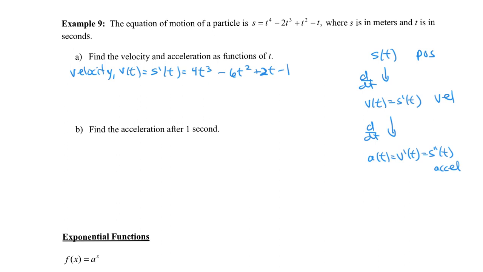So that's the velocity. If we wanted to find the acceleration at time t, well, that's going to be the derivative of velocity, or the second derivative of position. So now we just take the derivative of this function with the power rule, and that is going to be 12t squared minus 12t plus 2. So once we have these formulas, then we can answer any question they ask, like find the acceleration after 1 second. We've got the acceleration formula here.